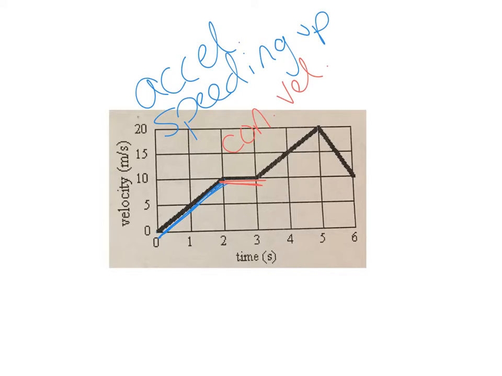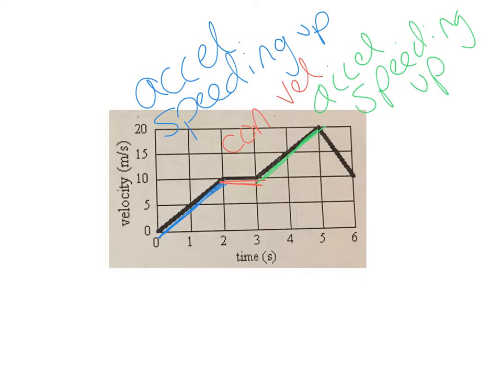For the third section, you have another diagonal. It matches the shape from 0 to 2 seconds. So 3 to 5 and 0 to 2 are going to be doing similar things there. This time you're going from 10 meters per second up to 20 meters per second. So again, you're going to have acceleration and you're going to be speeding up.